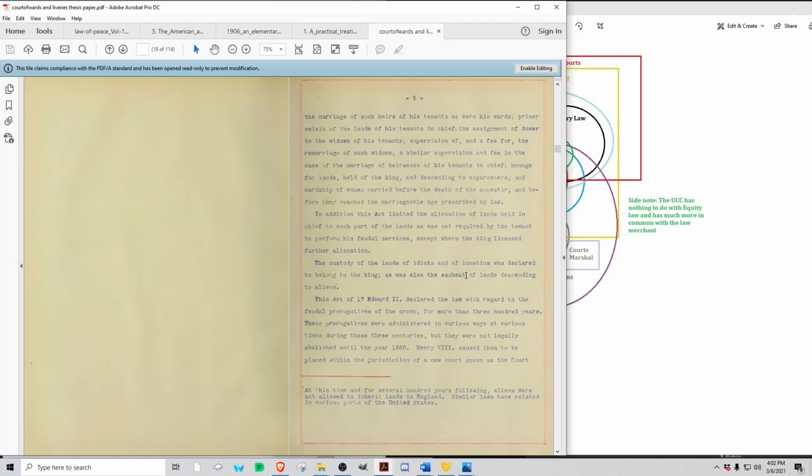Okay. Now the thing about the Court of Wards and Liveries is that it wasn't legally abolished until the year of 1660. Well, the thing that this treatise, or this thesis paper, doesn't say anything about is that the Court of Wards and Liveries actually just morphed into something else. It morphed into what was called the Court of Wards. And you can look both these up on Wikipedia, okay? They totally find all this information. So look up the Court of Wards.